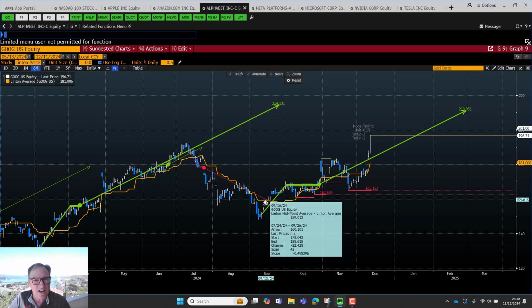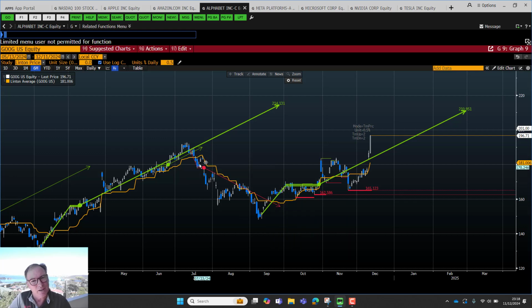We had a downside target. We fell below the average. That was a sign that this target was probably not going to be met in the time frame. We then got a new target off the bottom, and now we're running a bit sideways.